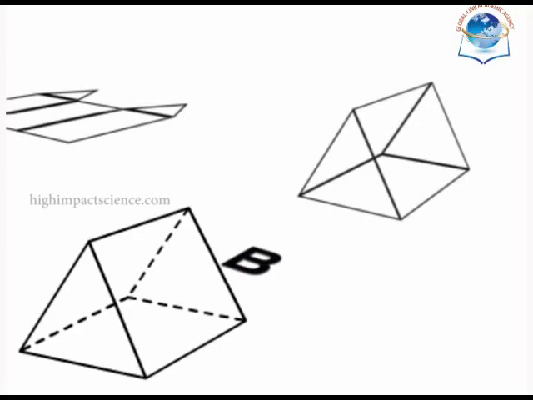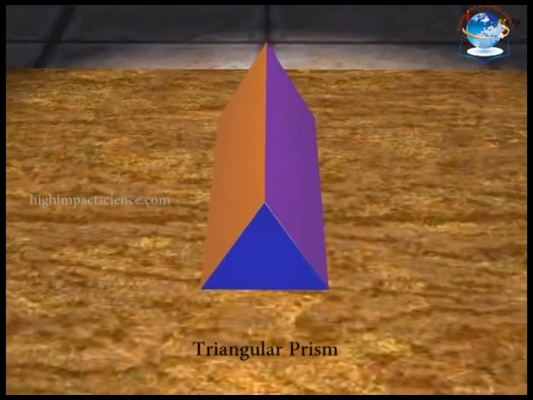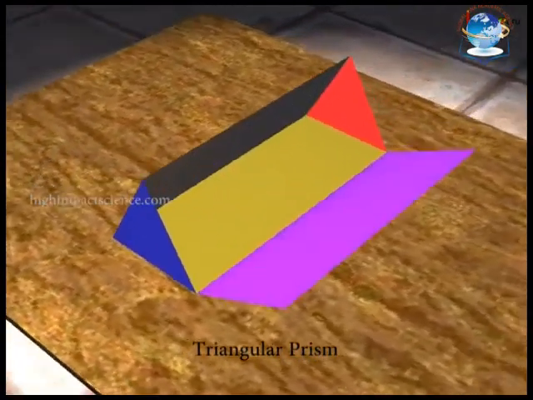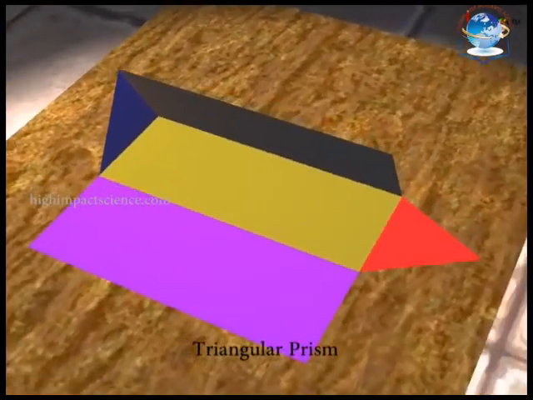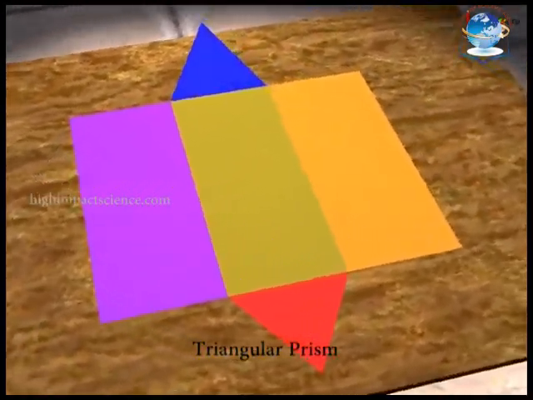In order to draw the net of a solid, always note the number of sides it has and the shape of the faces first, and then proceed to visualize whether the net can be folded to form the given solid. For instance, this is a triangular prism. If we unfold it, we obtain this net, 3 rectangles and 2 triangles.